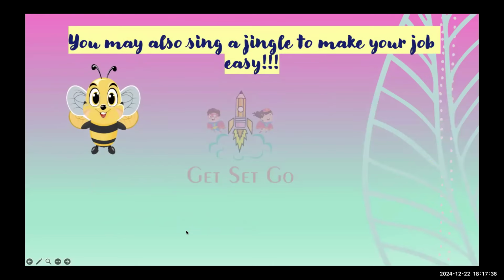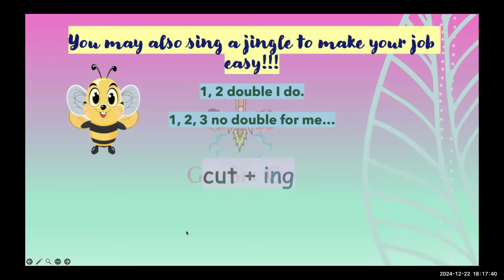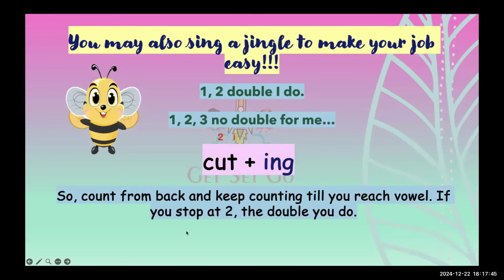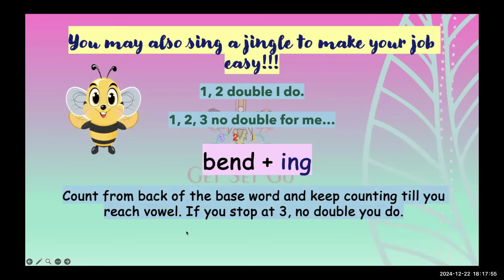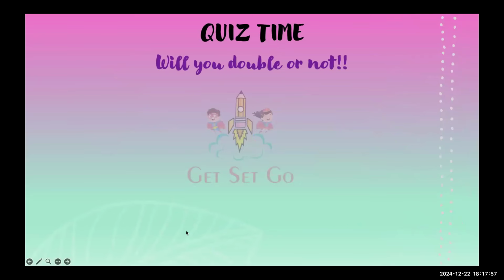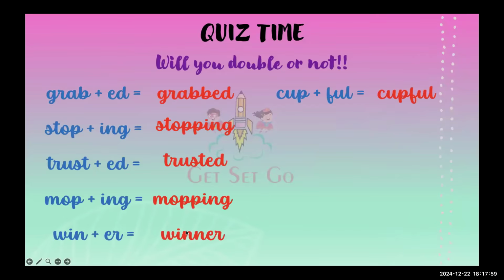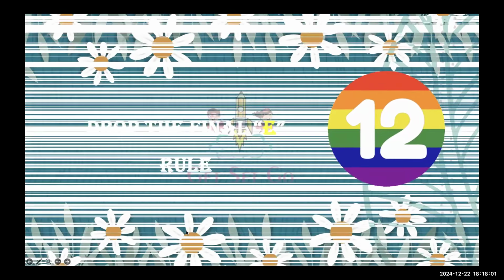Okay. So you may also sing a jingle. So the jingle is there. One, two, double I do. One, two, three, no double for me. The explanation is there that you have to count one, two. If you reach the vowel, you double the consonant. If you don't reach the vowel and it is three, then you'll not double the consonant. One, two, three, no double for me. All right. So quiz time. Then again, answers will flash later.